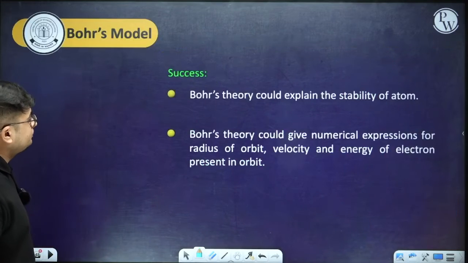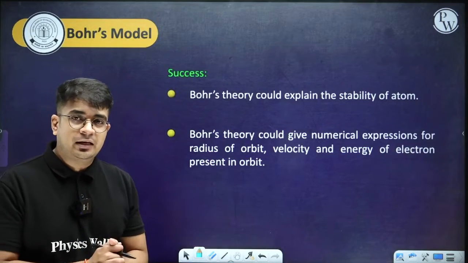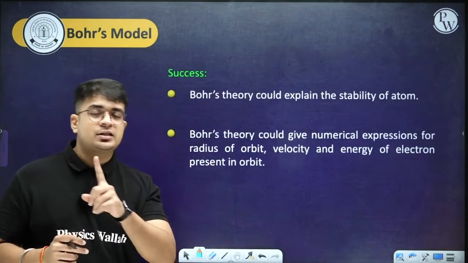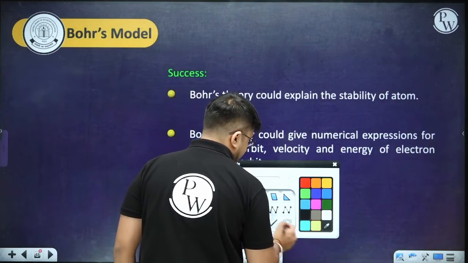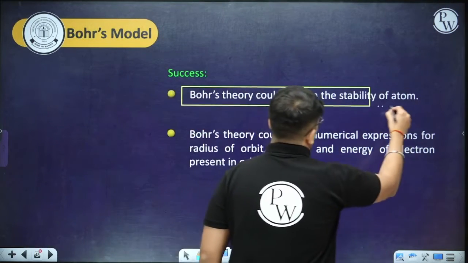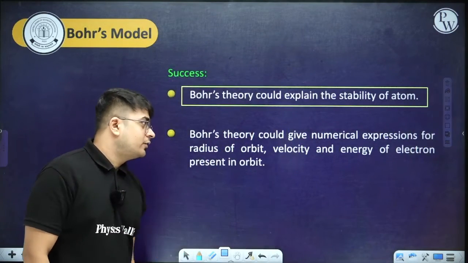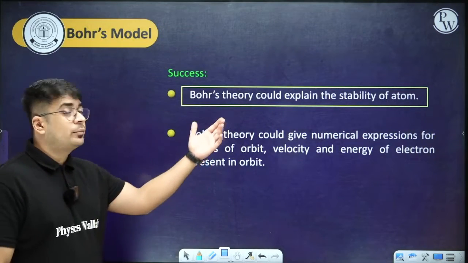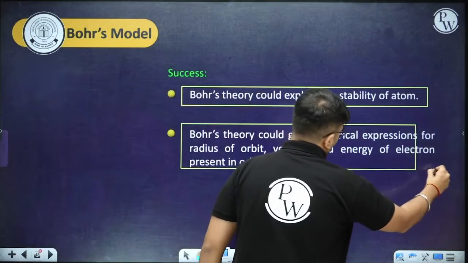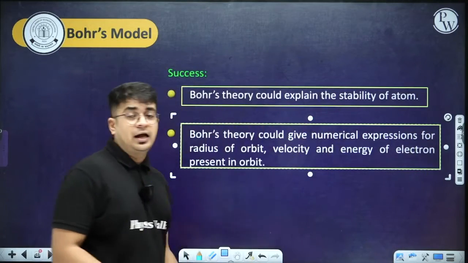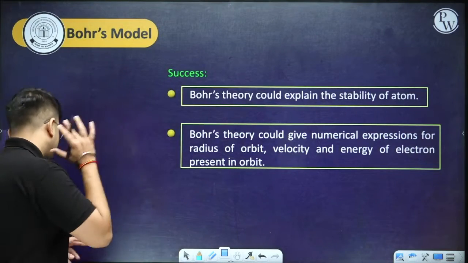Okay, now first of all, the Bohr model was able to explain the stability of the atom, because now the electrons are revolving in a specific stationary path. So we can say from that particular part that this problem was solved, there is no question on the stability of the atom. Now Bohr theory could give numerical expressions for the radius of the orbit, the velocity of the electron, as well as the energy of the electron present inside the orbit. It means we have the entire quantitative explanation about the atom. Okay, that part is also clear.